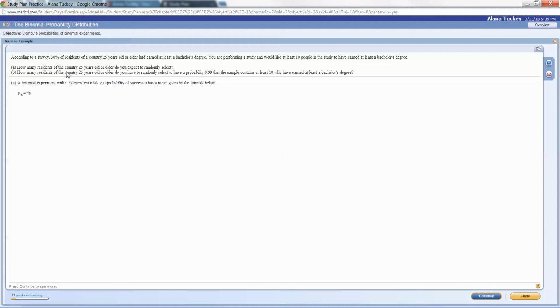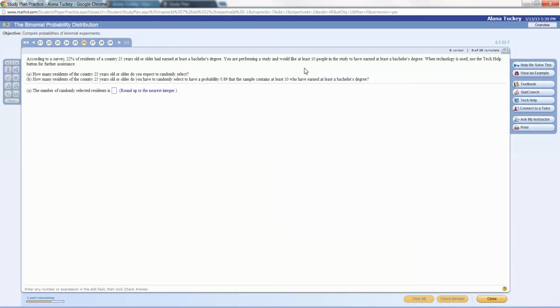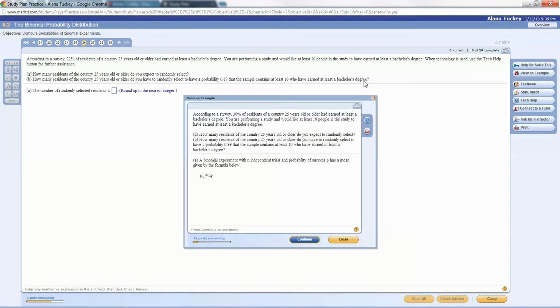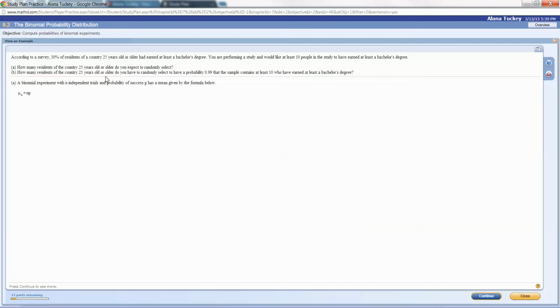Now keep in mind, I'm actually doing the example. Oops, I can't show it to you. It's 6.2 number 53 from the study plan. I'm doing the example, but of course it's going to work very similarly to what the real problem is. It's just the numbers are going to be different.